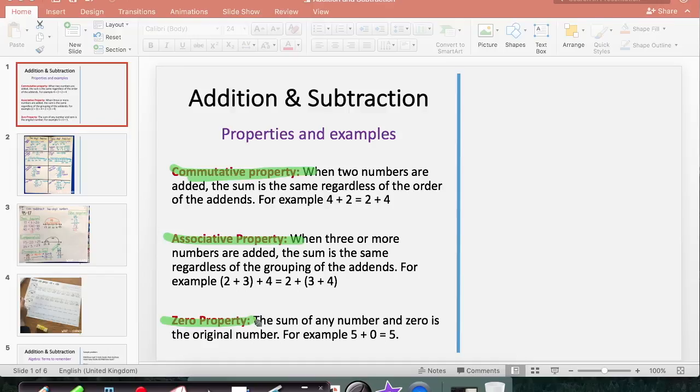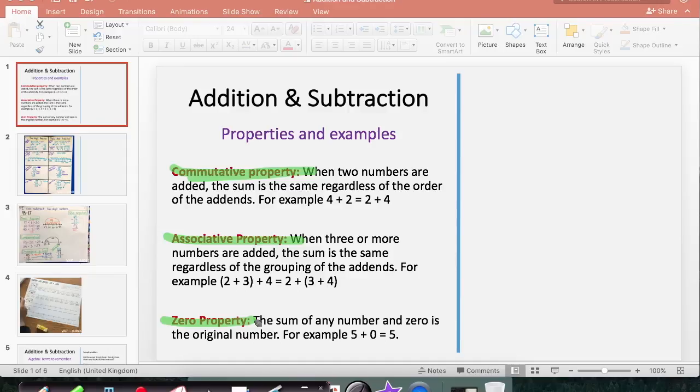If you look at other books, you'll find different ones. There are probably more properties, but for this lesson, I'm just going to be talking about the three. The first one is the commutative property. It says that when two numbers are added, the sum is the same regardless of the order of the addends.